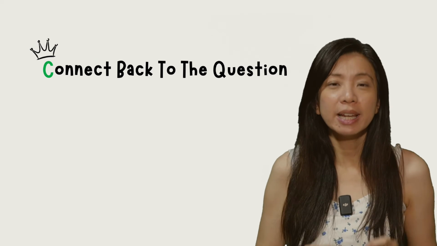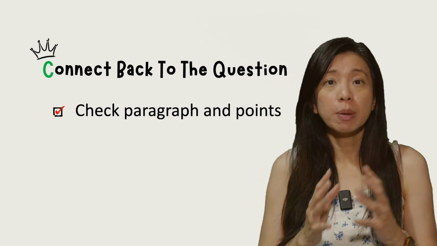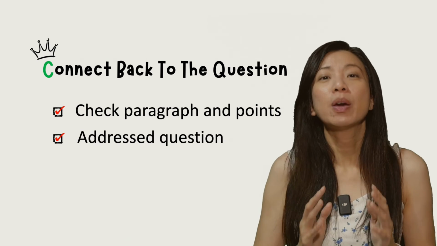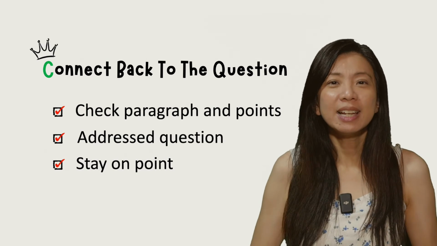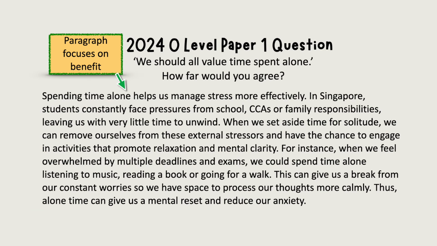C is to connect back to the question. For this step, we're going to be checking our paragraph and points again to make sure we have addressed the question and that we have not gone out of point. Let's take a look at our example paragraph again. Basically, our paragraph focuses more on the benefit. So we need to tweak it a little to ensure that we address the question more clearly.